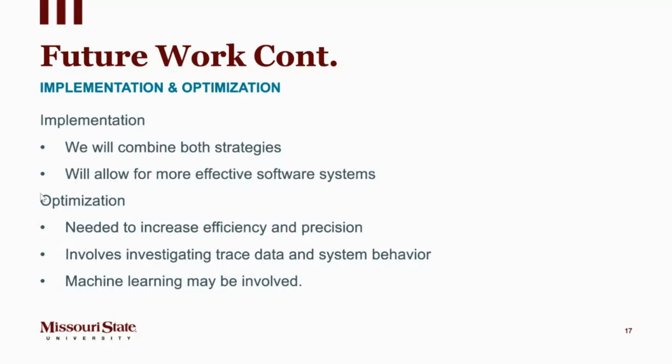And so we need to get to optimization. This is needed to be less taxing on our systems and increase efficiency and precision. We'll need to be involving the system trace, and the observable system behavior will be required. And for those who are interested in machine learning, artificial intelligence, and all that, this will be involved as well in the process. This will help with identifying and finding these concurrent bugs.